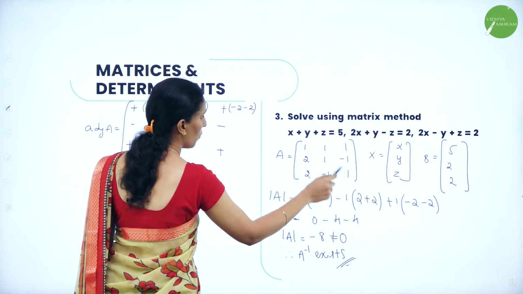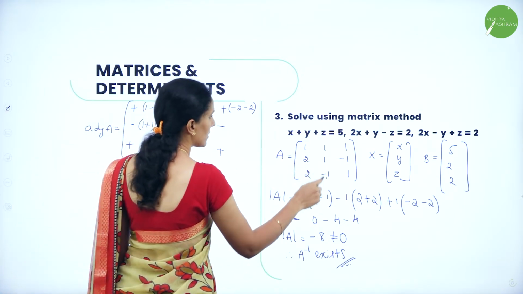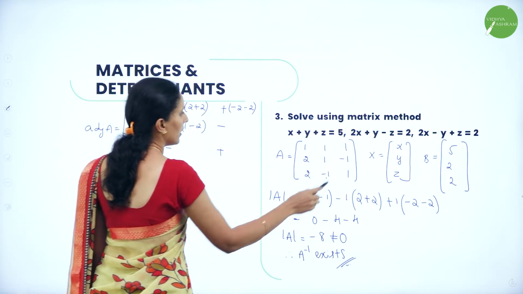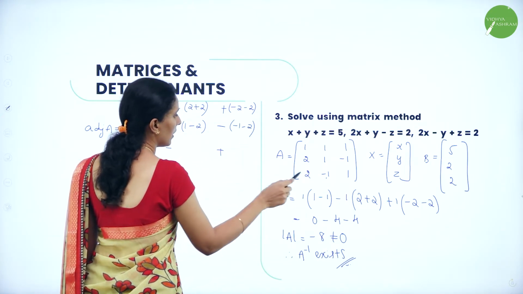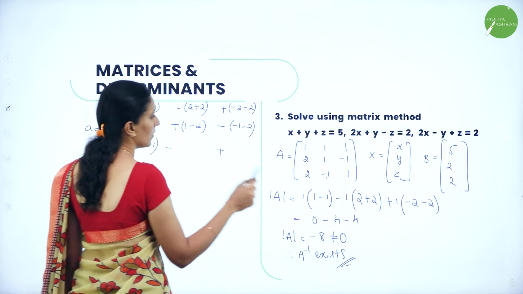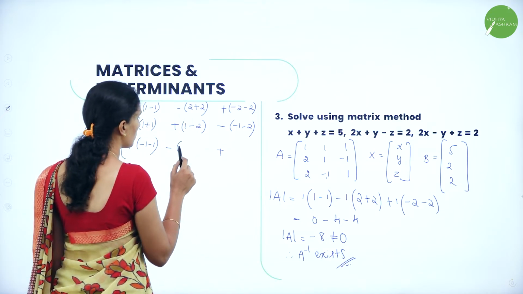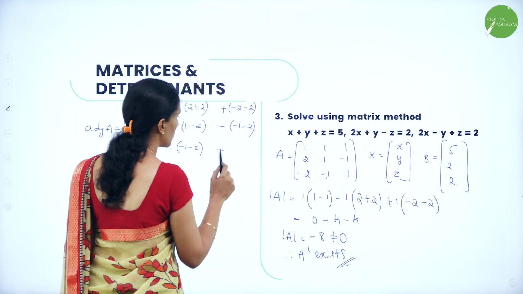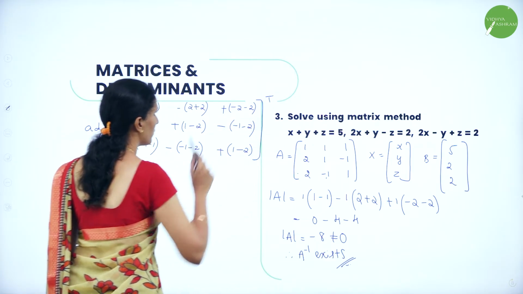Next let us take for 2. Delete column, delete row. 1 plus 1. Next 1 ones are 1 minus 2. Next for this it is minus 1 minus 2. For this minus 1 minus 1. Next for this column and row it is minus 1 minus 2. Next for the last element it is 1 minus 2. So we need to take transpose of this matrix.